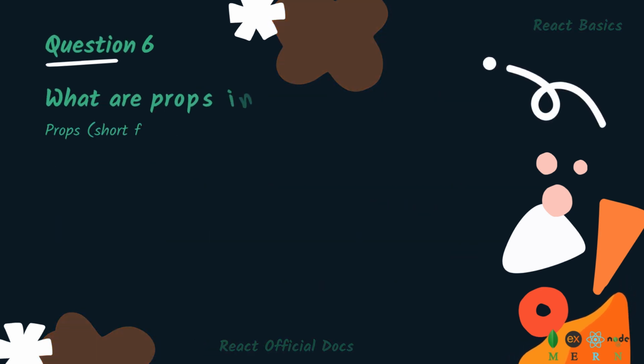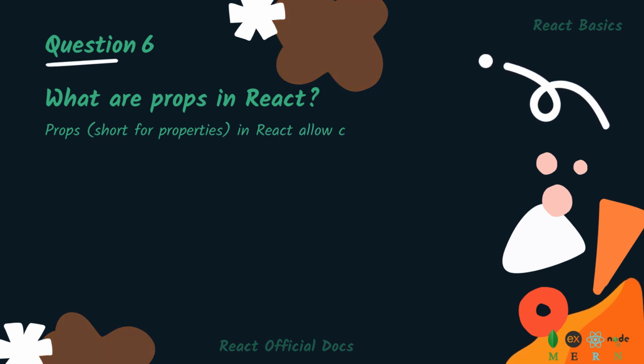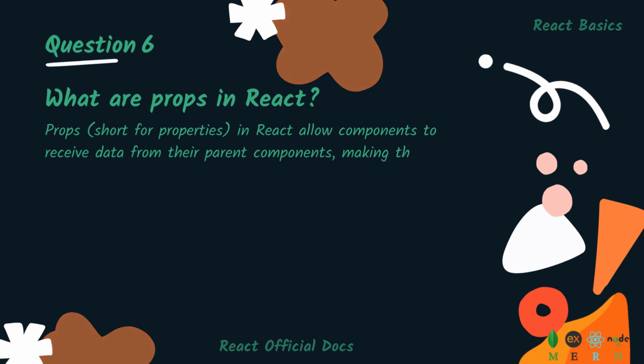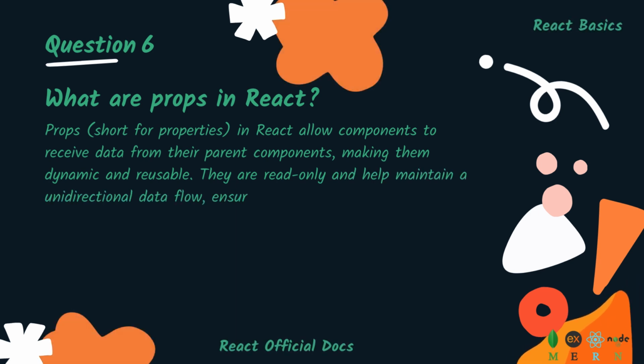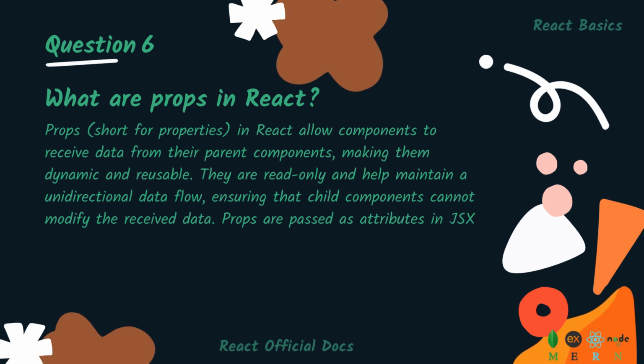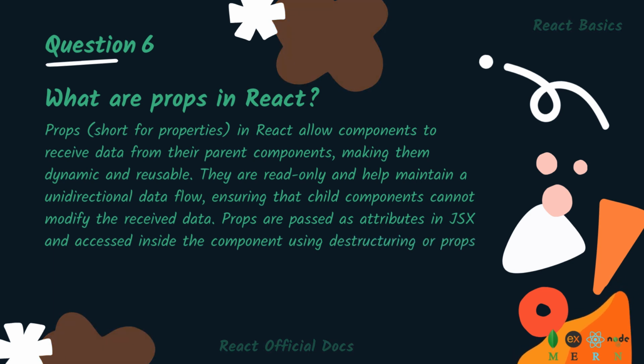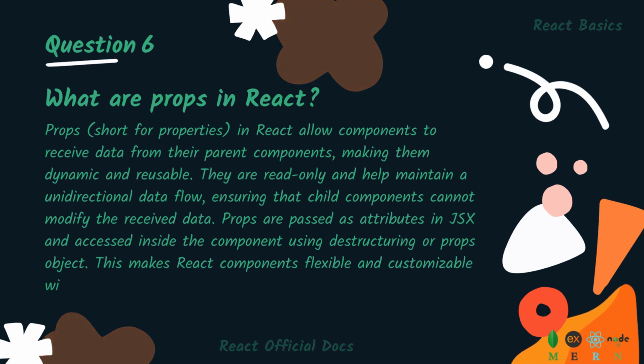What are props in React? Props, short for properties, in React allow components to receive data from their parent components, making them dynamic and reusable. They are read-only and help maintain a unidirectional data flow, ensuring that child components cannot modify the received data. Props are passed as attributes in JSX and accessed inside the component using destructuring or the props object. This makes React components flexible and customizable without changing their internal structure.